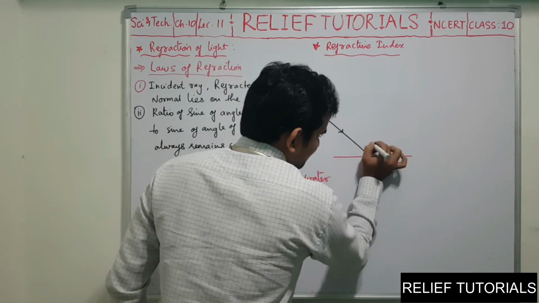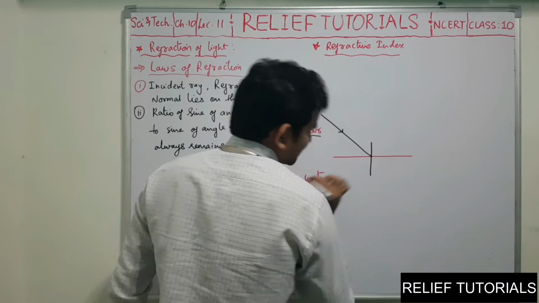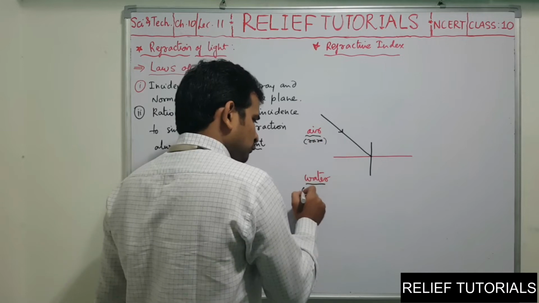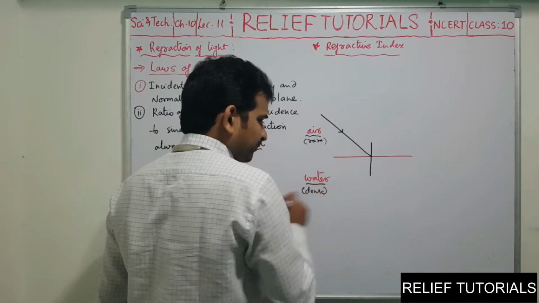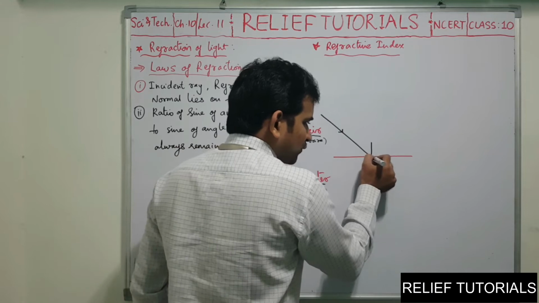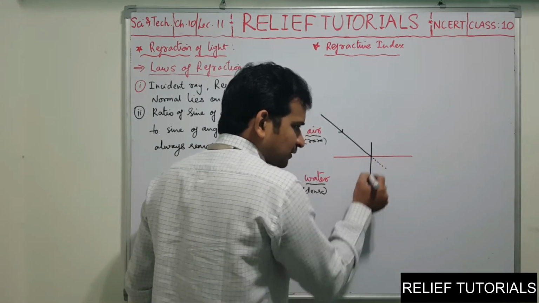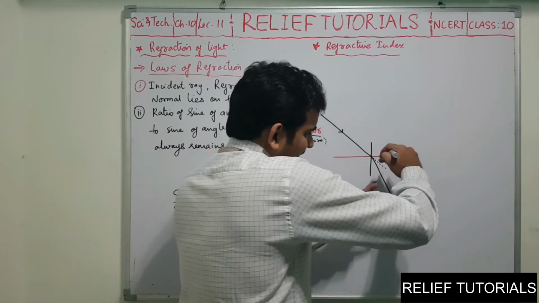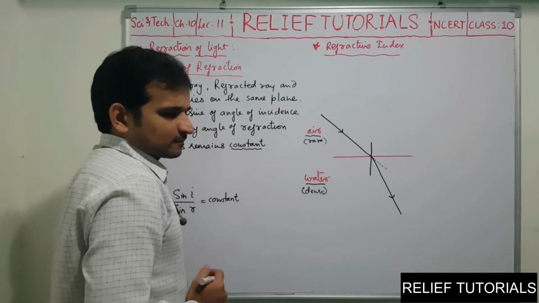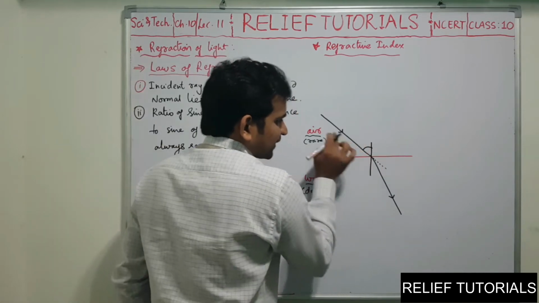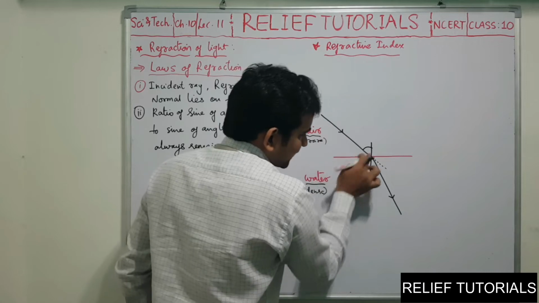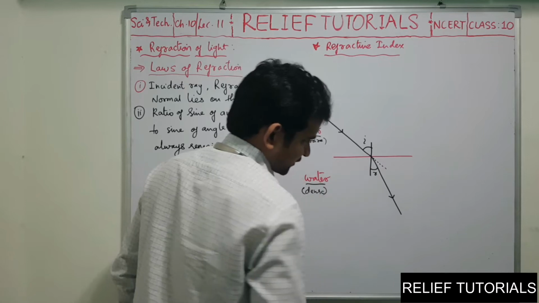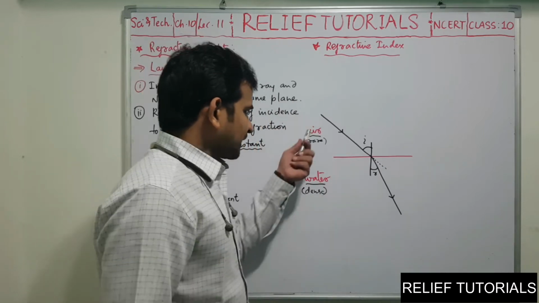So speed actually decreases when the light ray goes from air to water. Consider this is the point of incidence and this is the normal drawn at the point of incidence. When the light ray enters from a rare medium to a dense medium, the ray bends towards the normal. So this is the original path and this is the ray which is deviated towards the normal. The angle between the incident ray and normal is the angle of incidence, and here is the angle of refraction. We know these things. Here is air and here is water.